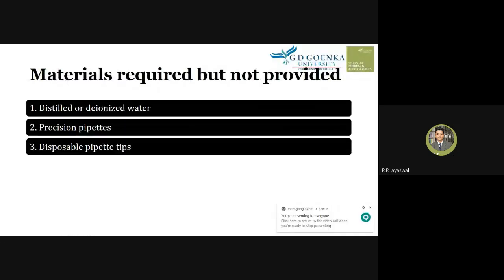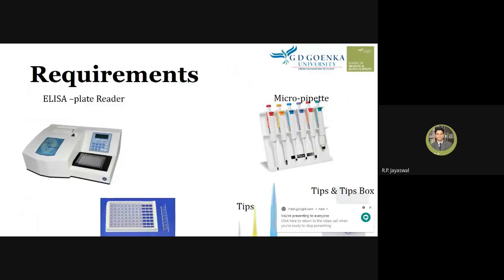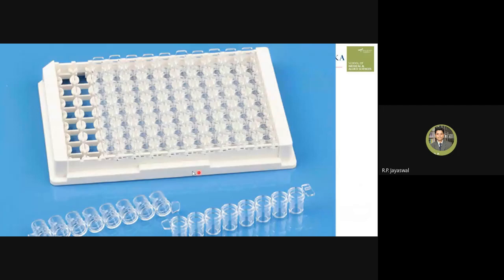So this is the required materials which are not provided, right? And this is the microplate reader. This one is a microplate with the wells, right? The holder with the microwells. And this is a micropipette, this is tips, and this one is a tip box, right? So here, this is the holder with the microwell strips, right?